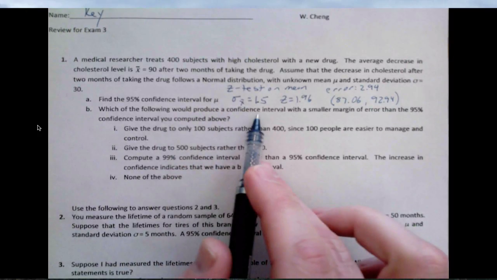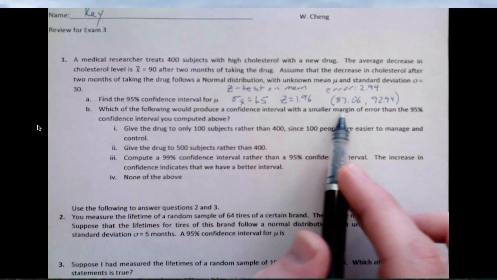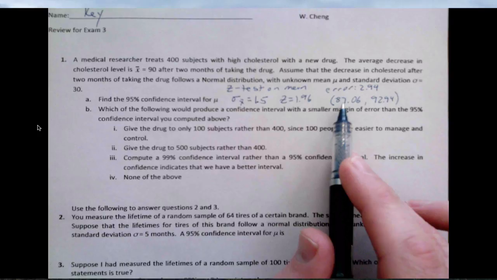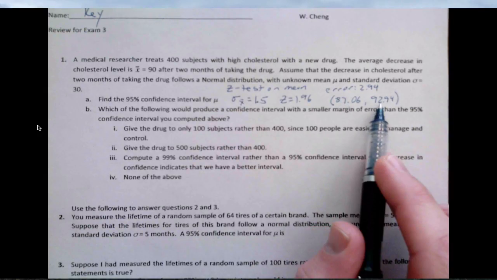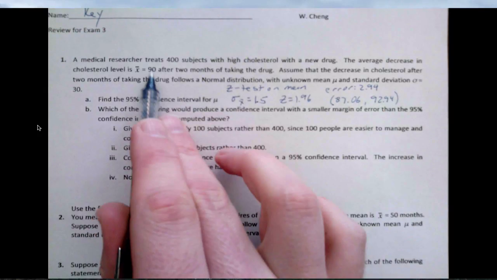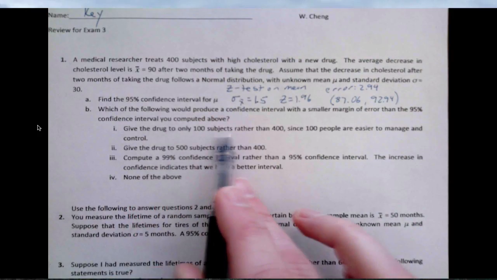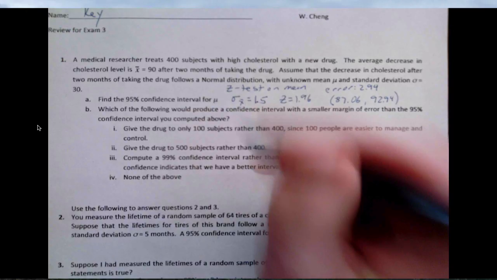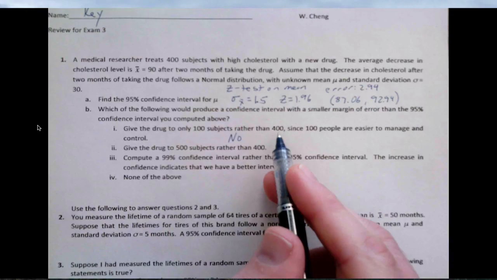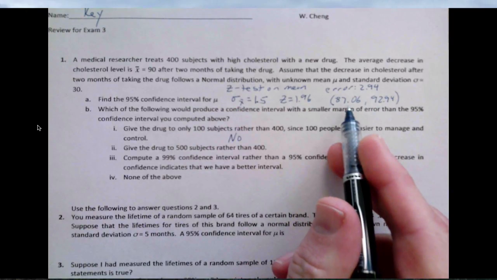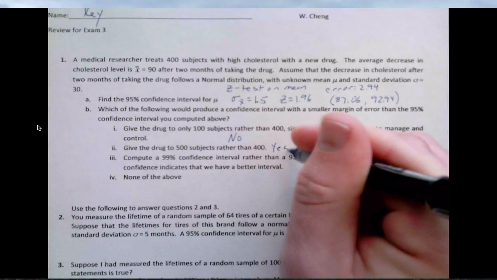Which of the following would produce a confidence interval with a smaller margin of error than the 95% confidence interval you computed above? We want the 87 to 92 to become closer to 90. Give the drug to only 100 subjects rather than 400? No. If we want a tighter window, we want to increase the sample size, not decrease it. Give the drug to 500 subjects? Yes, that would decrease it.